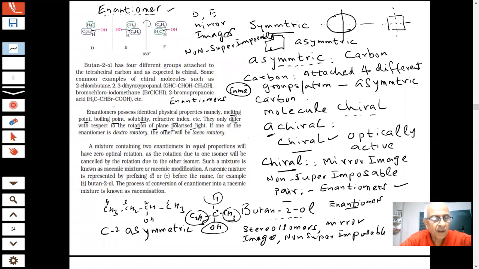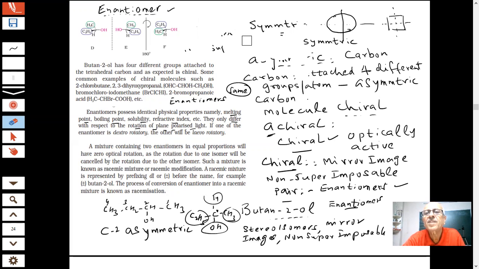Okay, let me rub this and get some more space. Optical activity, very important questions are coming in the paper. One question will be there every time. We must understand it very clearly.